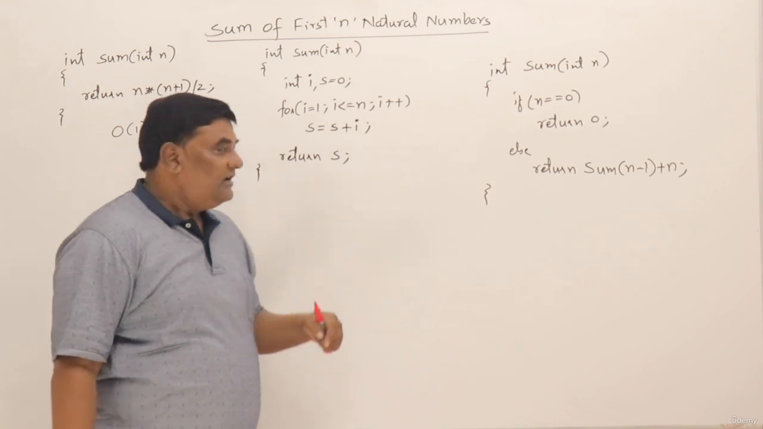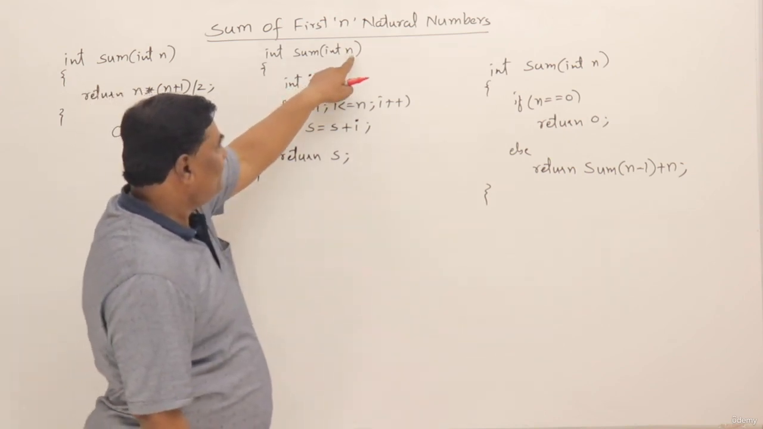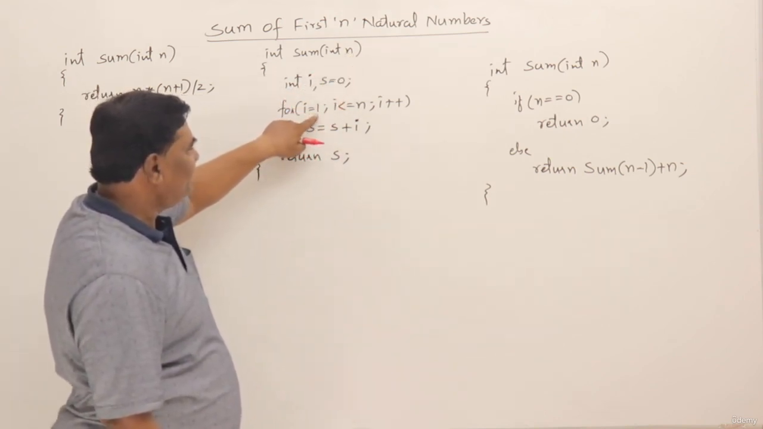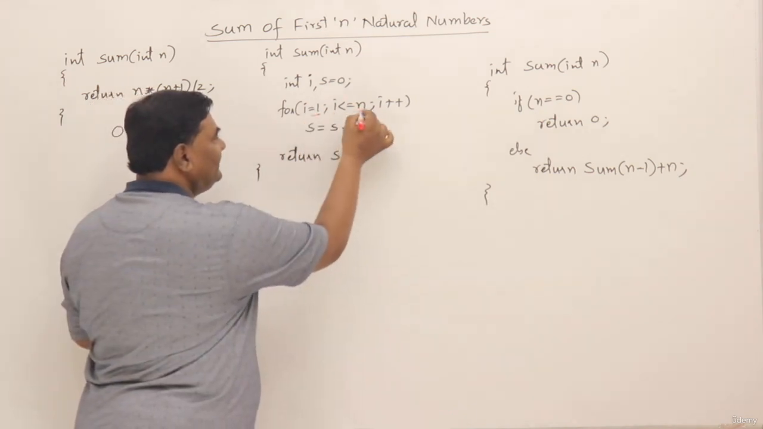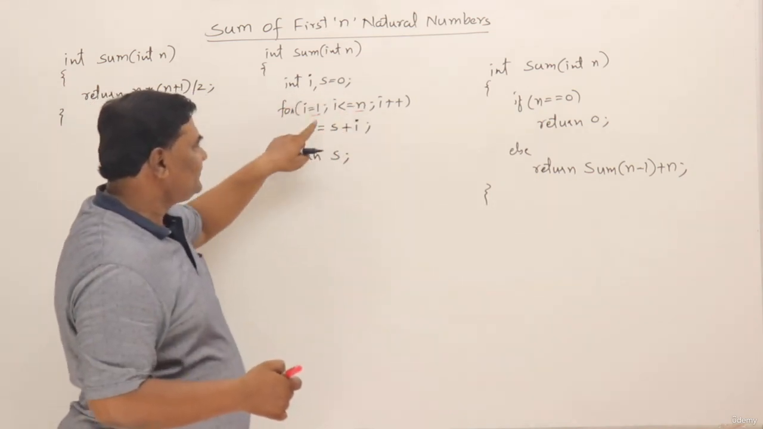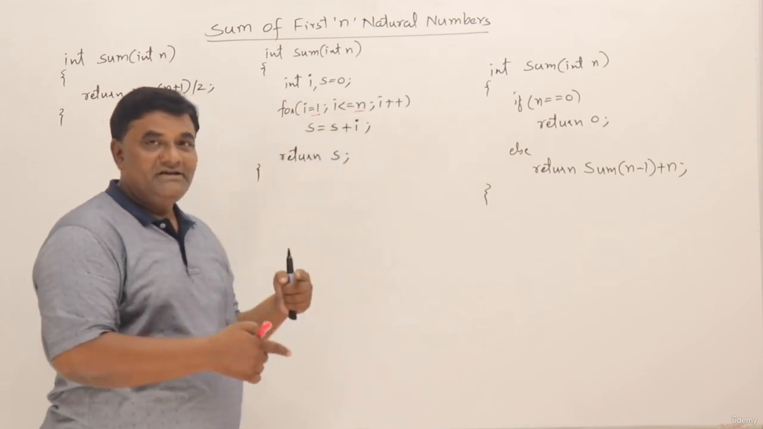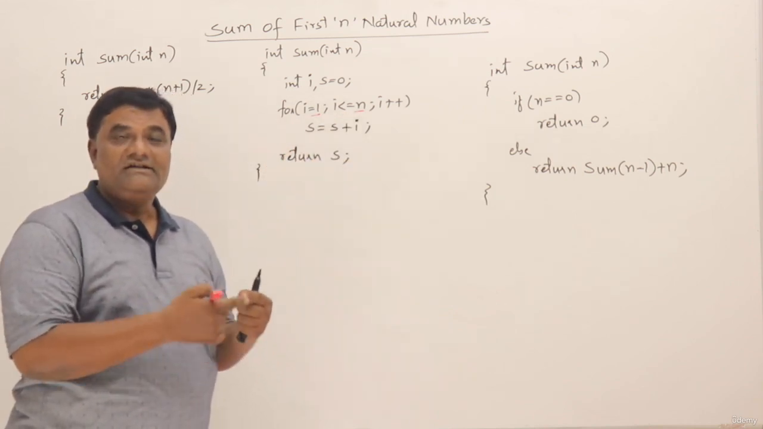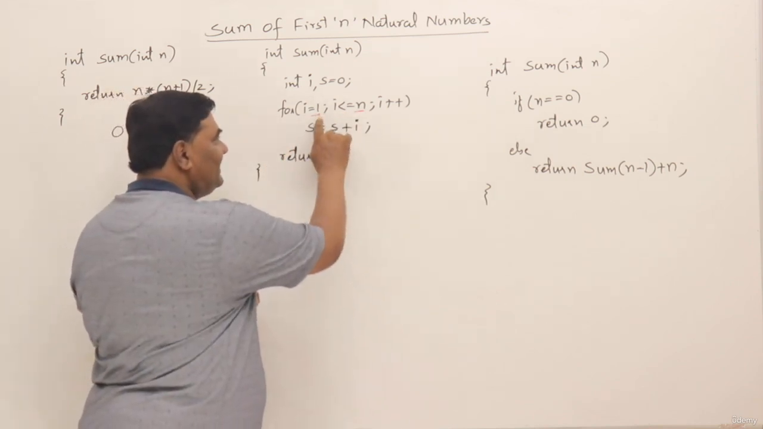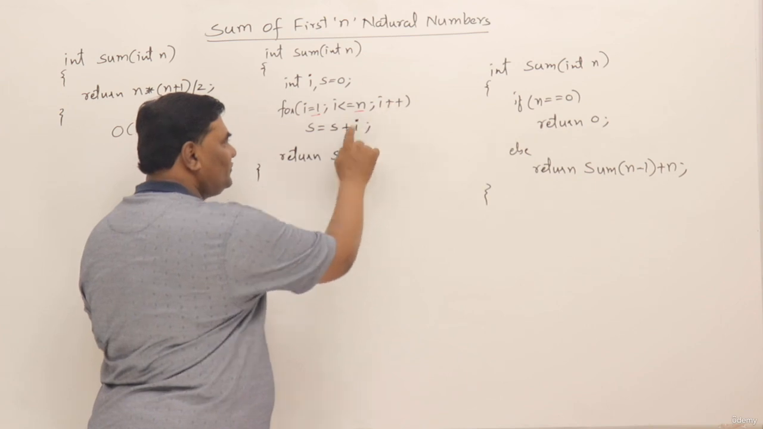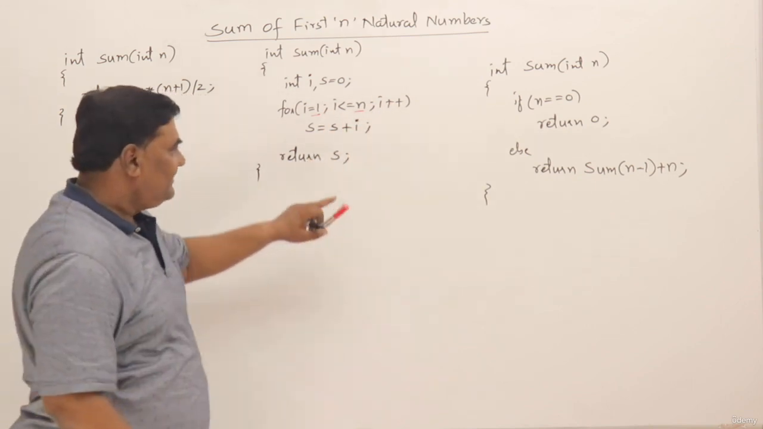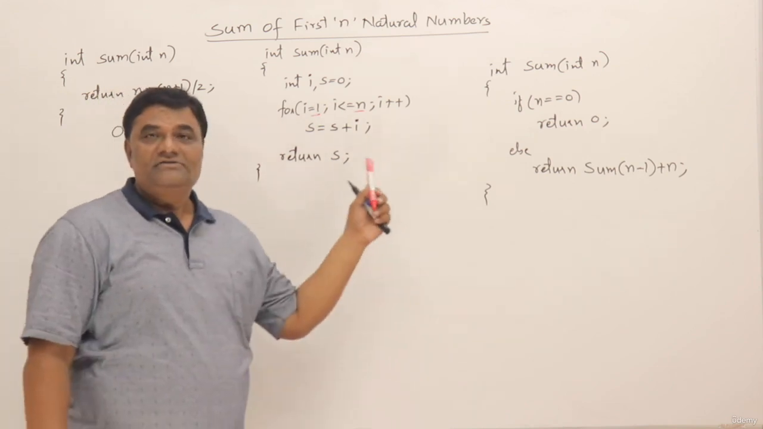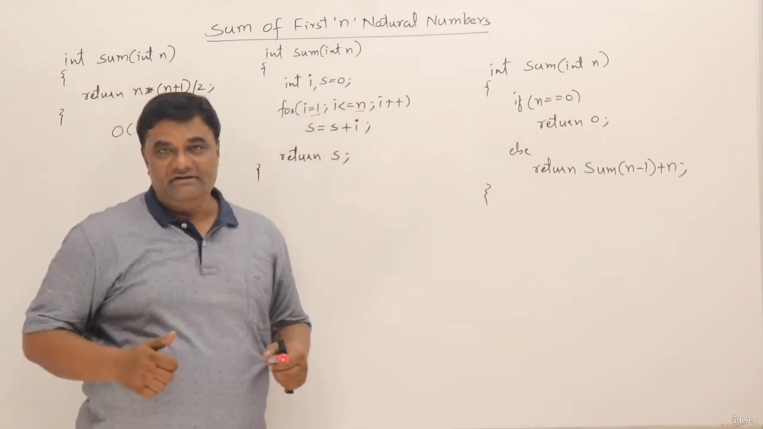loop. Now this function takes the value of n and it will start i from 1 to n. Initially s is 0, so this i value from 1 to n will keep on being added to that s. So first time 1 is added, the next time i becomes 2 and 2 is added, then 3 is added, then 4, up to n, all numbers are added and this is returned. So this is using loop. I have written the function.